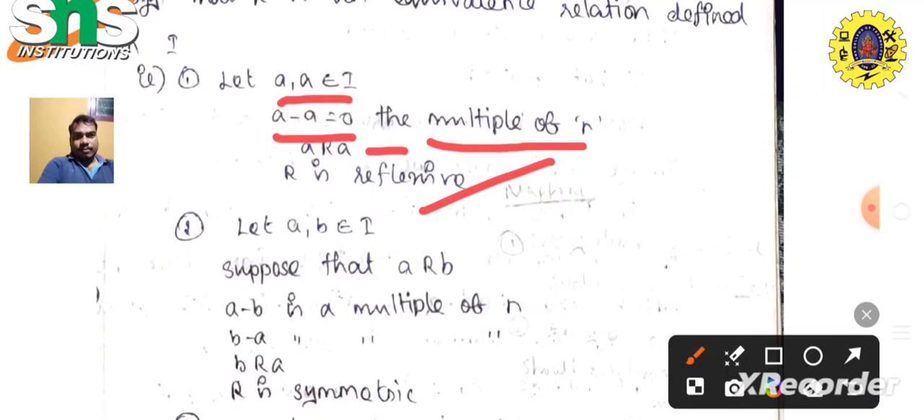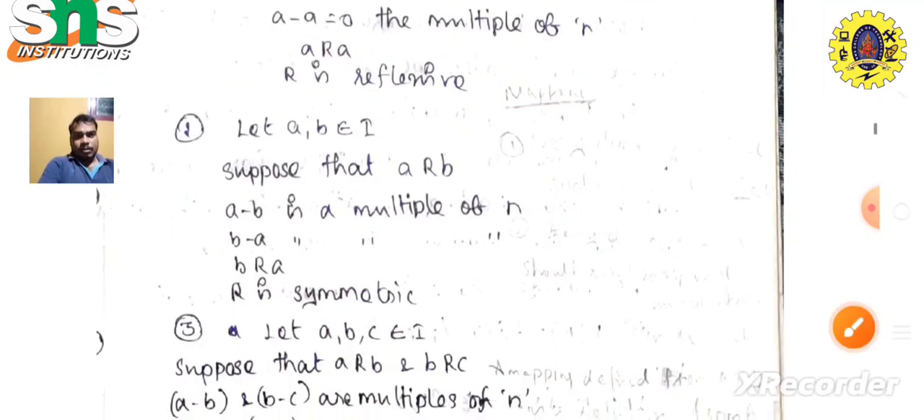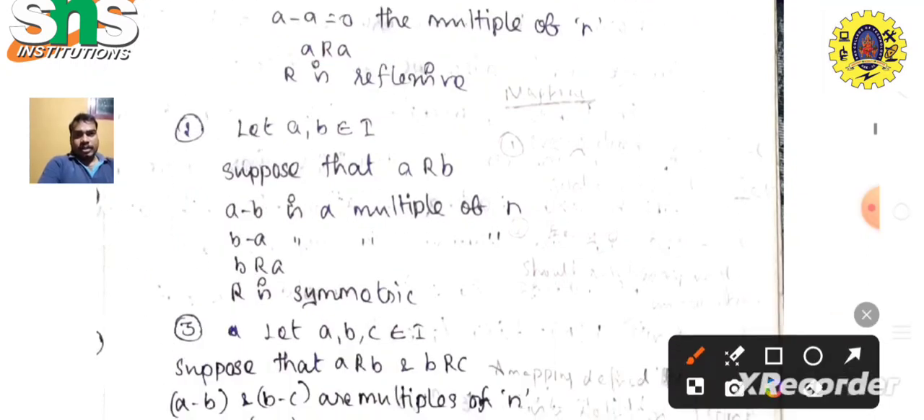Then next we have to prove R is symmetric. So a, b are two integers in the set of integers I. Suppose that a is related to b, which means a minus b is a multiple of n. So b minus a is also a multiple of n. So b is related to a. Therefore R is symmetric.